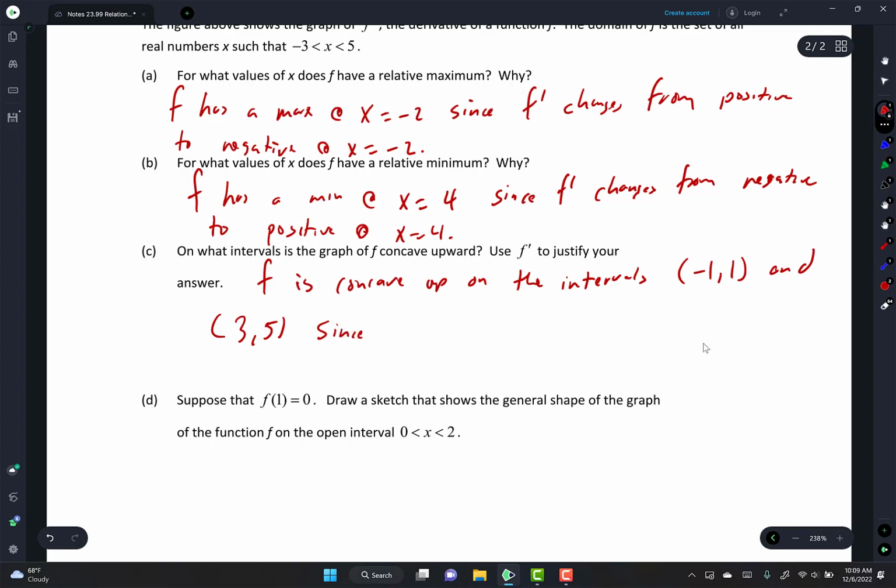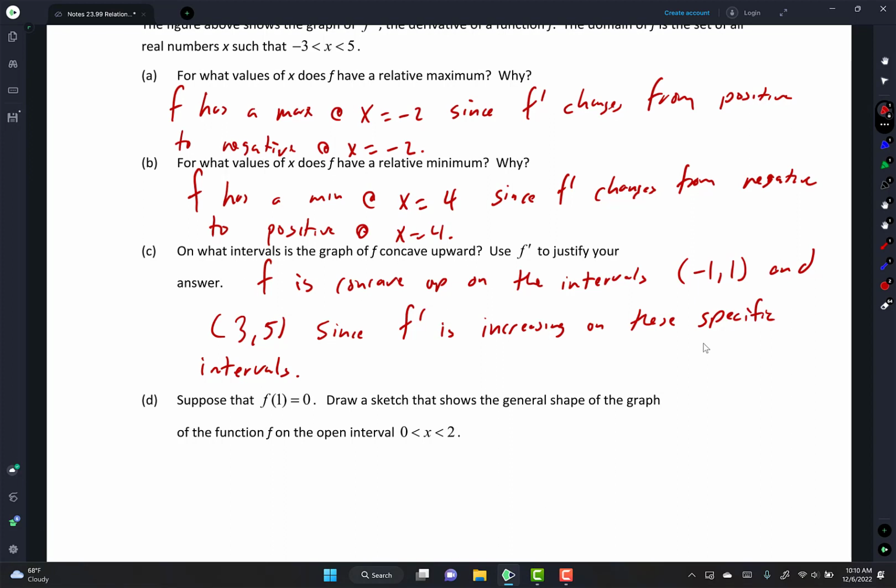Since f prime is increasing on these specific intervals. Full credit. Let me read it again just in case. F is concave up on the intervals negative 1 to 1 and 3 to 5 since f prime is increasing on these specific intervals. Perfect.